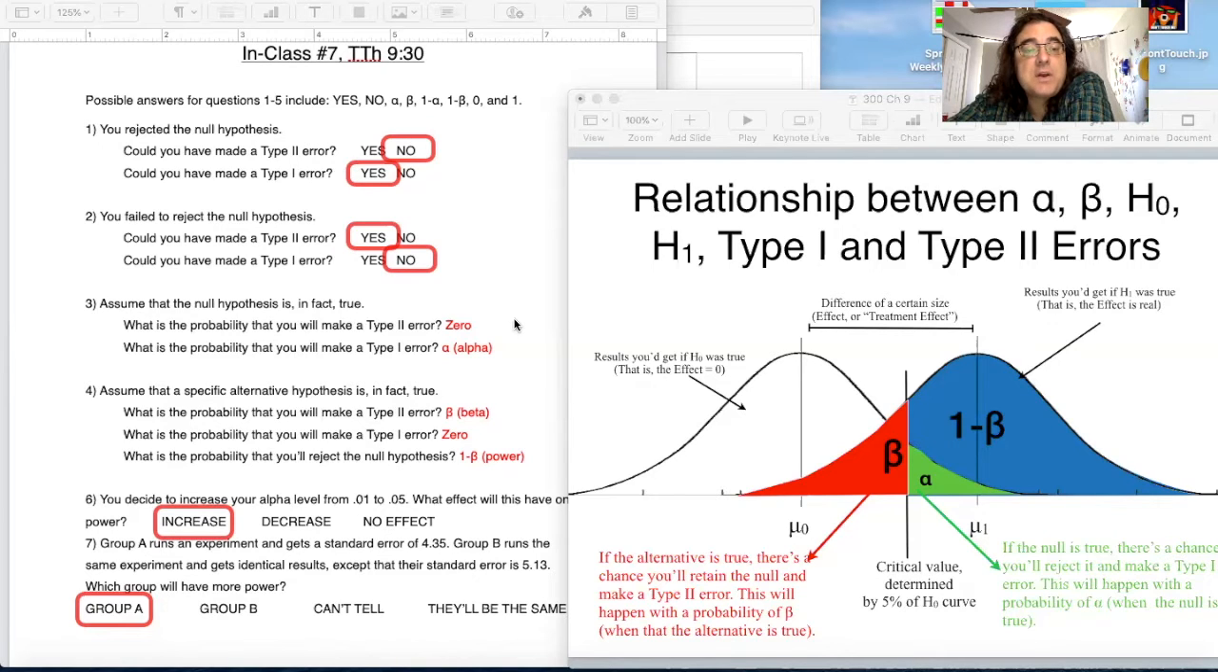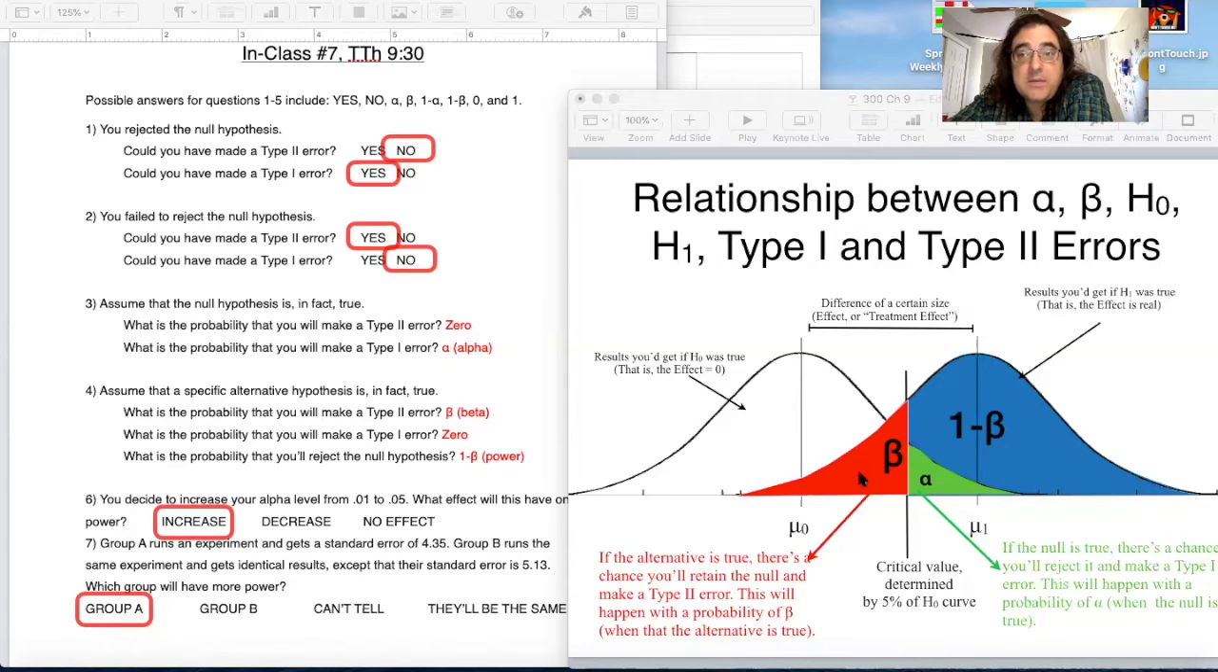Assume that a specific alternative hypothesis is in fact true. What I'm telling you in number 4 is that we will be drawing a value from the alternative hypothesis curve here somewhere. What is the probability that you make a type 2 error? Beta is what that is. Beta is the probability that if you're drawing from an alternative hypothesis curve that you will nevertheless fail to reject the null. That's the definition of beta.